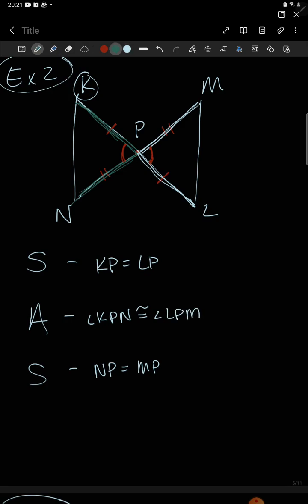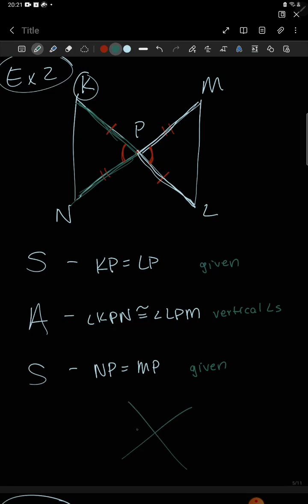Okay, now let's write in a different color. Well, this is a given. This is a given because remember the little tick marks. And this is because they are vertical angles. Now you're going to see in your book the definition of the vertical angles theorem. You don't have to tell me all that stuff, just as long as you can identify vertical angles.